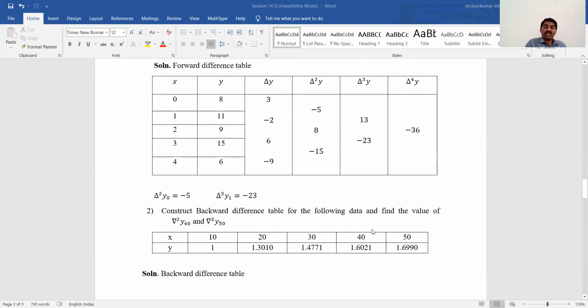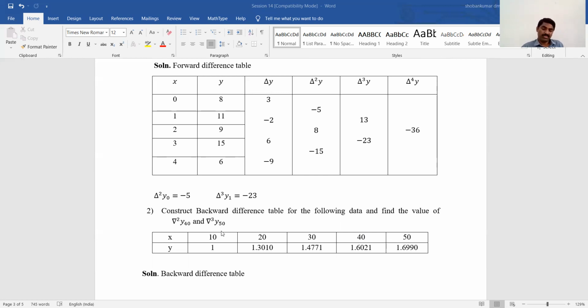Next problem: construct backward difference table for the following data and find the value of nabla 2 y40 and nabla 3 y50. It can also be defined with x given as x0, x1, x2, x3, x4. Here, this is x3. Instead of nabla 2 y40, it can also be given as nabla 2 y3, where x3 is equal to 40. And nabla 3 y50 can also be written as nabla 3 y4, because x0, x1, x2, x3, x4, nabla 3 y of x4.